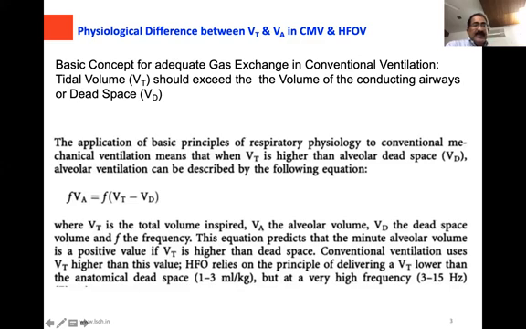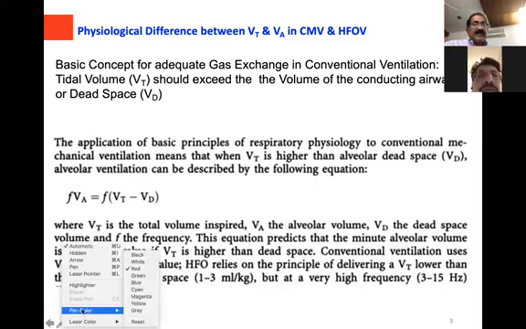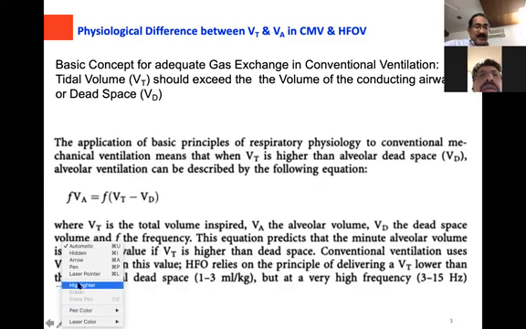as I've said, is higher than the alveolar dead space, which can be described as VA equals VT minus VD. So VA is the alveolar volume, VT is the tidal volume, and VD is the dead space. Obviously here in conventional ventilation, the tidal volumes are certainly higher than the dead space volume.